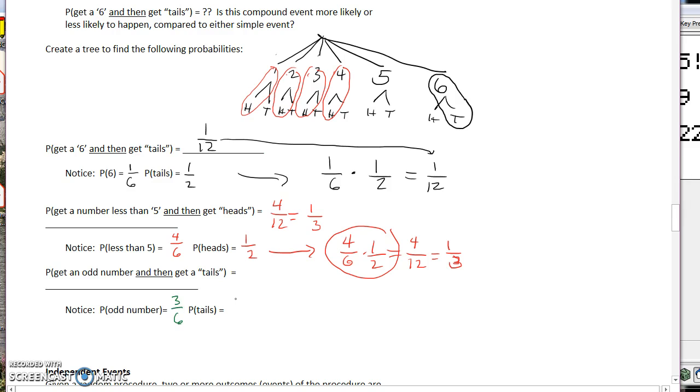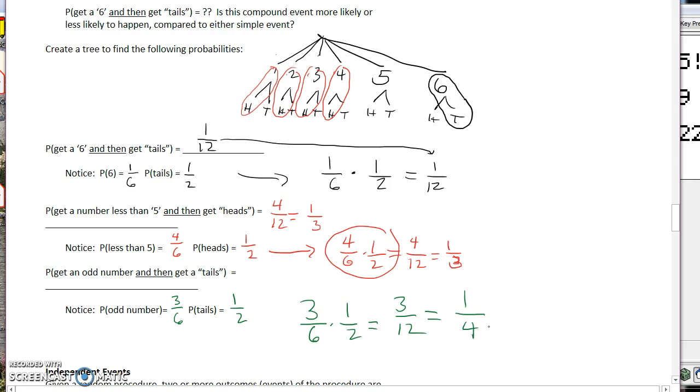What's the probability of flipping a coin and getting a tails? It's 1 out of 2. So to get the probability of getting an odd number and then getting a tails, we multiply those probabilities. 3 times 1 is 3. 6 times 2 is 12. 3 out of 12 is going to reduce to 1/4.